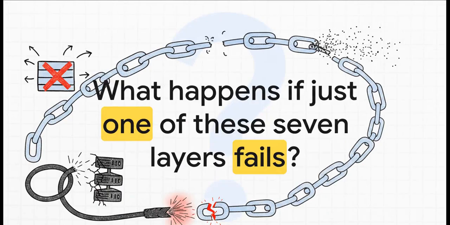And that kind of leaves us with a final thought to chew on. Each layer depends completely on the one below it. So what happens if just one fails? If your physical cable is broken at layer 1, well, nothing else matters. If your IP address is wrong at layer 3, your data is just lost out in the void forever. It's this incredibly brilliant yet surprisingly fragile chain that holds our entire digital world together.